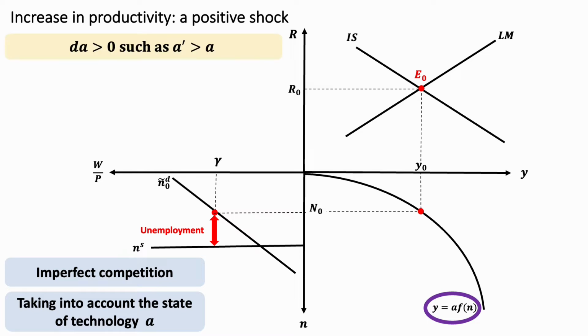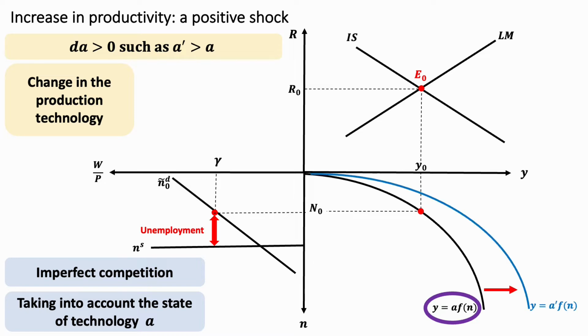So, if there is a positive productivity shock on the economy, the productivity increases, which we express using the expression dA higher than 0. If A increases, the production function is modified. With the same quantity of labor, the firm can produce more. So the curve representing the production function shifts to the right or upwards.